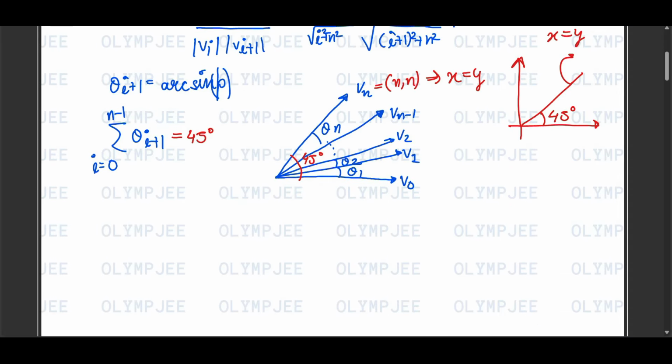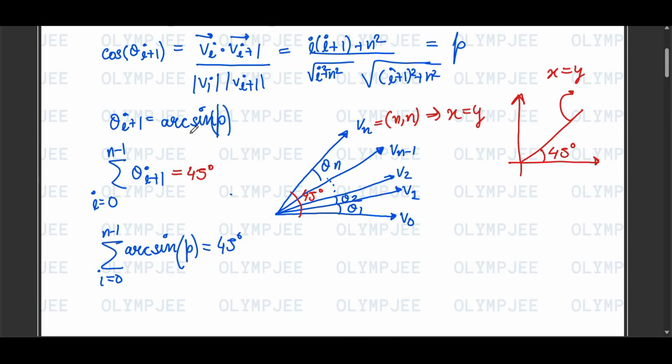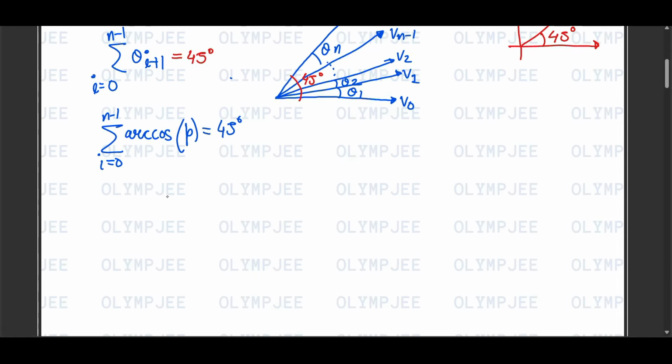Okay, so the summation of I from 0 to n minus 1 of arc cos of that expression is 45 degrees. Sorry, I wrote sine by mistake; here we have arc cos, but in the question we are asked for arc sine, and we know one relation that arc sine of x is equal to pi by 2 minus arc cos of x.